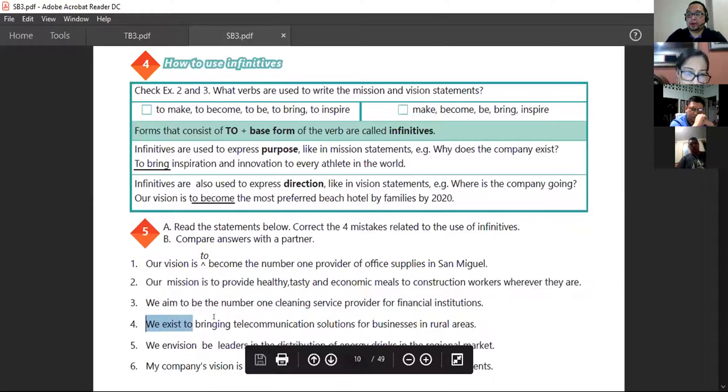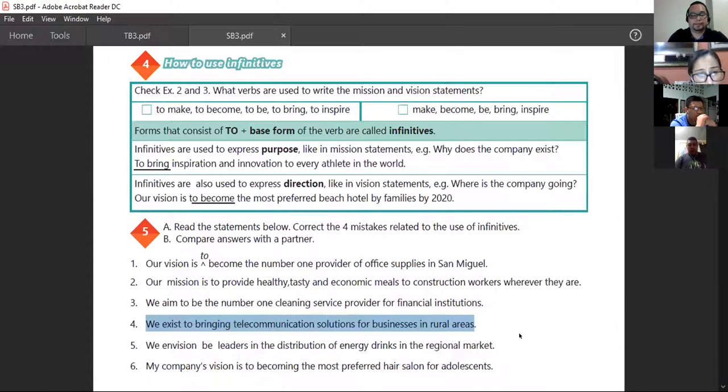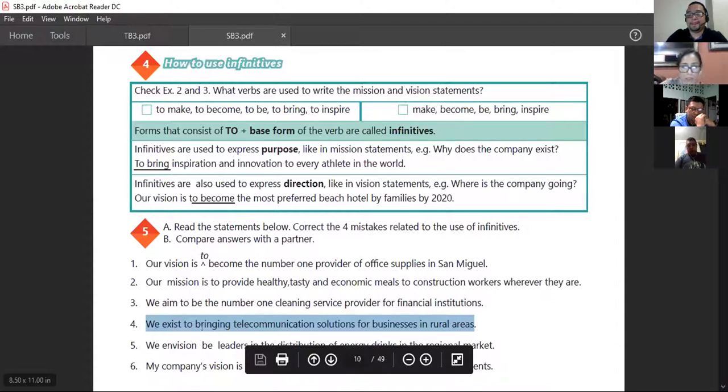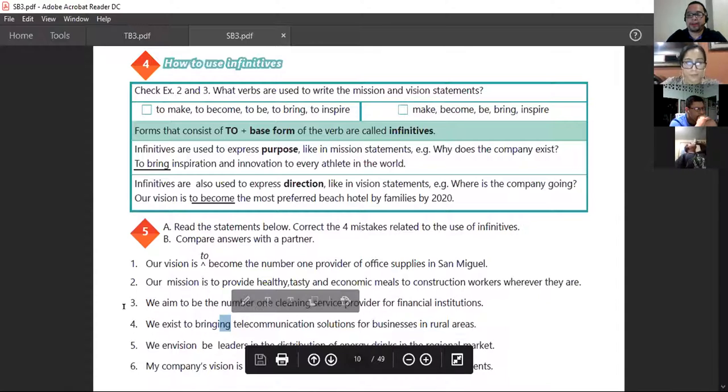Okay, number four. We exist to bring in telecommunication solutions for businesses in rural areas. ¿Está correcto o está incorrecto? En ese caso, no se mantiene la base del verbo por el ing. Así es, entonces. Está malo. That's right. Very good. So, en este caso, no podemos utilizar to con bringing. Okay, en este caso sería, what should be the correct sentence?